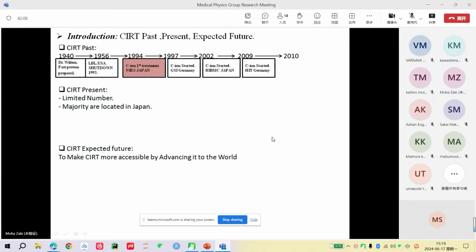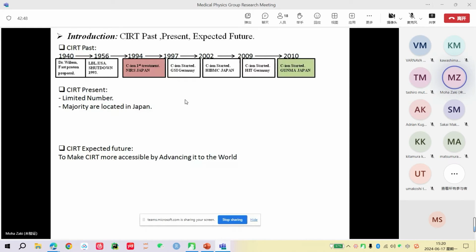So let's go back again to the presentation. In 1956, the United States first treated with heavy ion, but it was shut down in 1993. A year later, the first treatment of carbon ion took place at NIRS, Chiba, Japan. Then in 1997, Germany started to treat with carbon ion radiotherapy. It wasn't until 2002 that Japan established treatment at another facility. Then 7 years later, Germany started to treat at HIT.